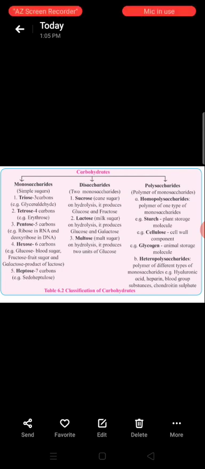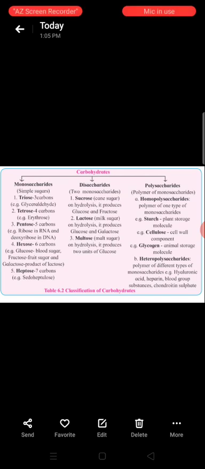Now we will see polysaccharides. These polysaccharides are nothing but polymers of monosaccharides. Monosaccharides together form a polysaccharide. Polysaccharides again are of two types. Number 1, homopolysaccharides. Homo means same. These polysaccharides consist of one type of monosaccharide, so they are called homopolysaccharides.